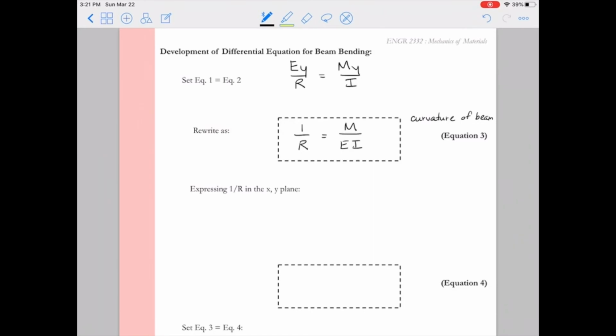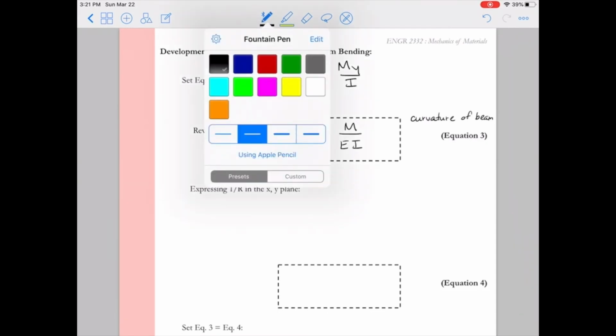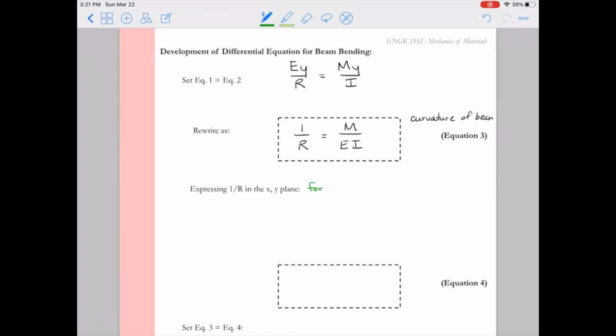Now I want to come up with a different expression for 1 over R that's unrelated to equation 3. If we just go back to geometry, 1 over R, which is the curvature of the beam, can be written as d theta over dx. I get that because dx is roughly equal to ds for small deformations, and we said ds is equal to R d theta. So rewriting that, I can get that 1 over R is equal to d theta divided by dx.